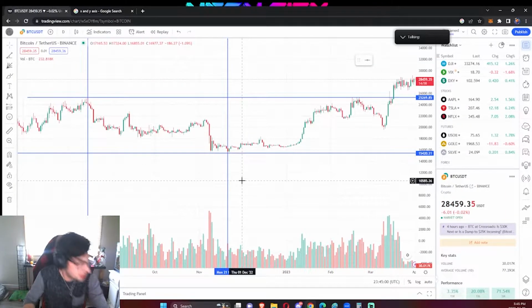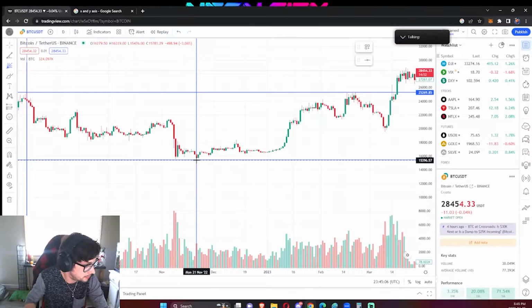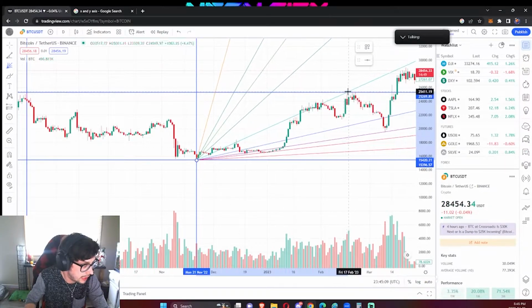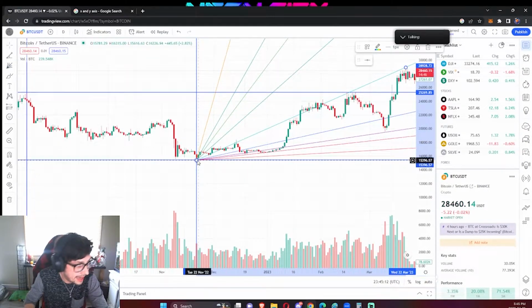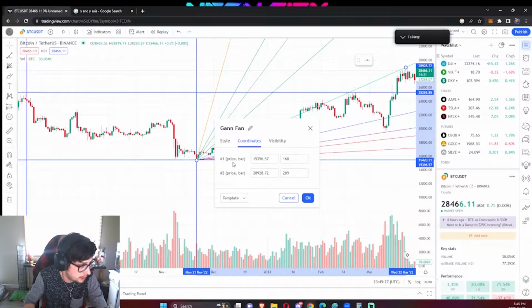So we find our low point, which is here. We take our Gann and set our low point here, and it doesn't matter where you set it. Gann always has 2 points. When you stretch out the Gann fan, you notice there are 2 buttons. One is time and one is price. So you double click and you see that our price is 15,396 at this low point that we've selected. 168 is the number of bars. If you look, we're on a daily chart, so that means it's 168 days, right?